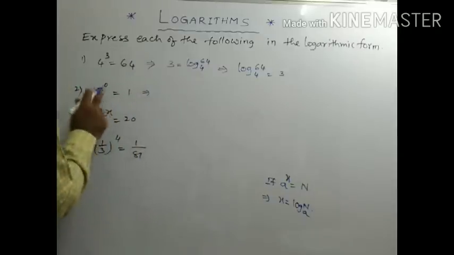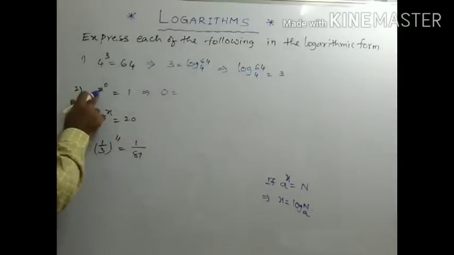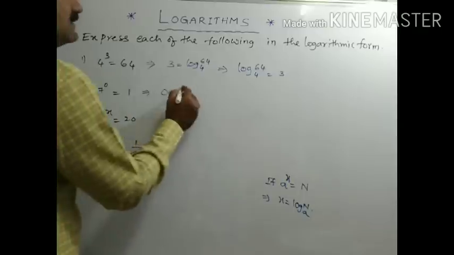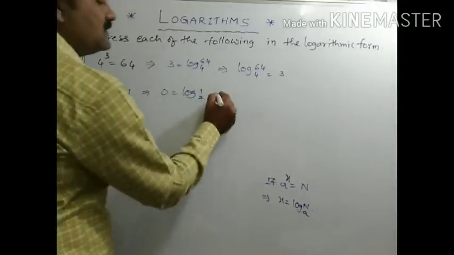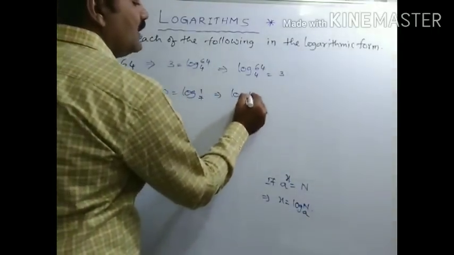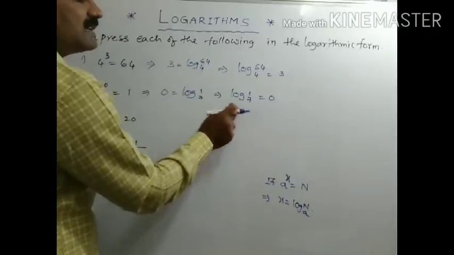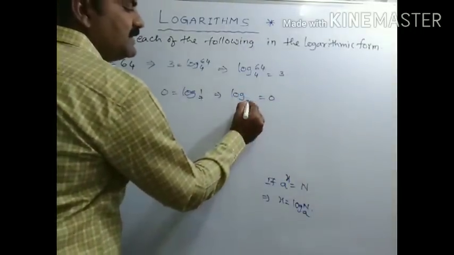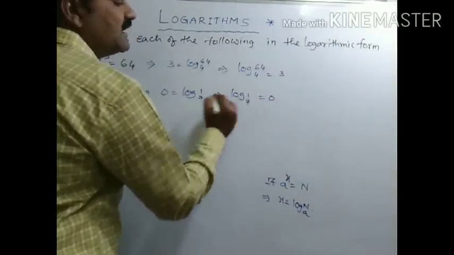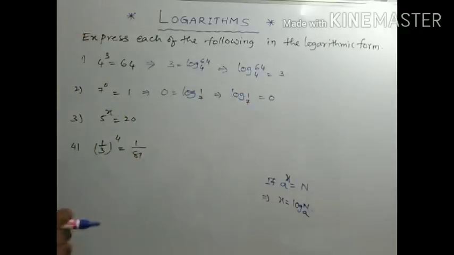Can you change this now? See what it is. 0 is equal to... this is ordinary base 7. On sending that side, we write it in logarithmic form, that is log 1 to the base 7, which is equal to 0, which we discussed earlier. Log 1 to any base, write the base a little below and the number straight, is 0. We already discussed this.